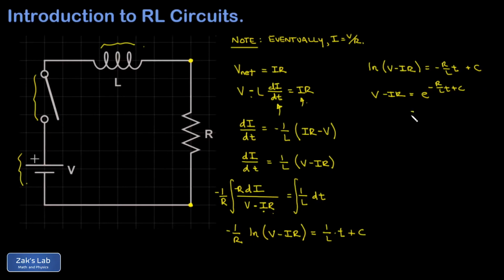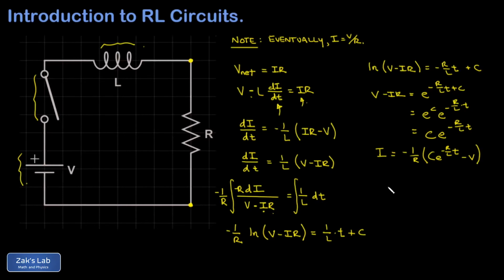Well, I could write the right-hand side of this as e to the C multiplying e to the negative R over L times t. And e raised to an arbitrary constant is just another arbitrary constant. So the right-hand side, we could just call that C e to the negative R over L times t. Now, ultimately, what we're after here is solving for I as a function of time. So I'm going to subtract V from both sides and then divide by negative R, and I should be able to isolate I. Now we apply the initial condition to nail down that arbitrary constant.